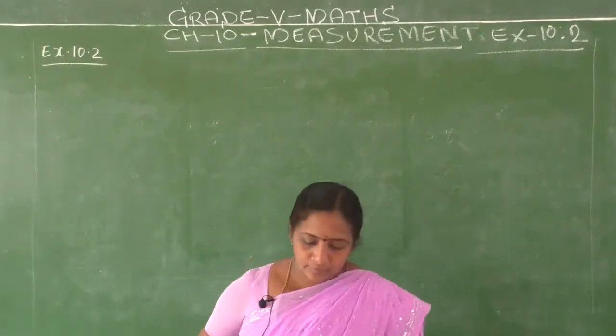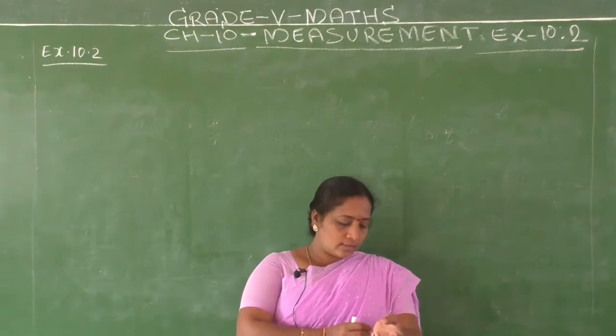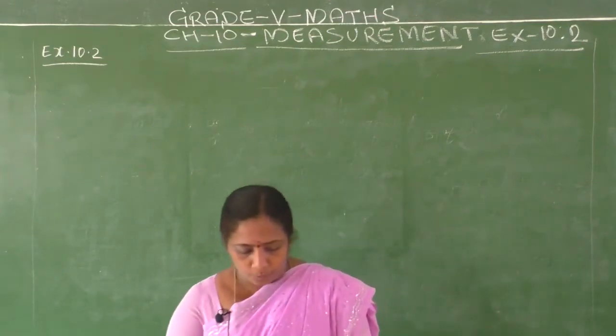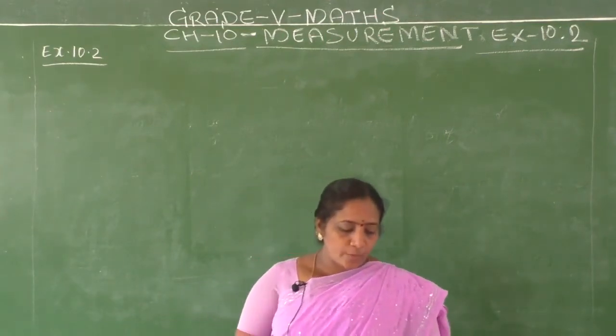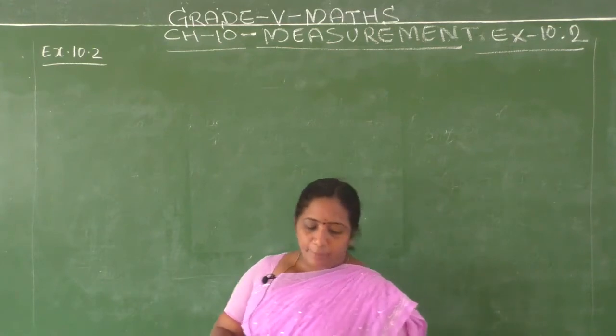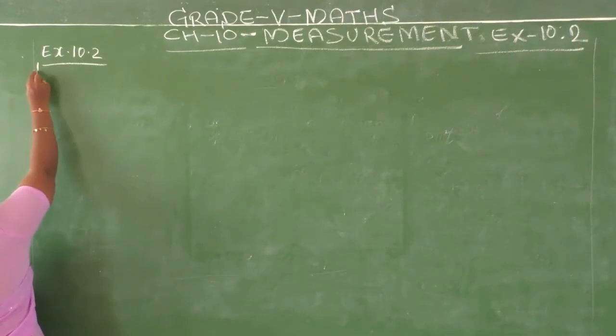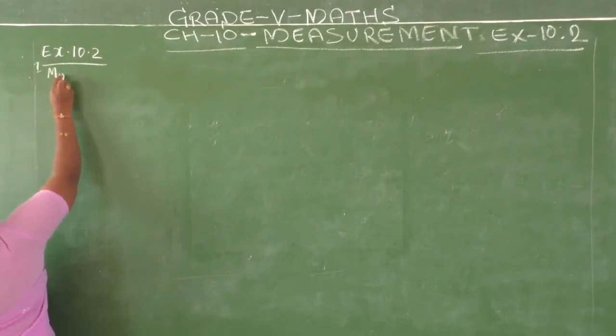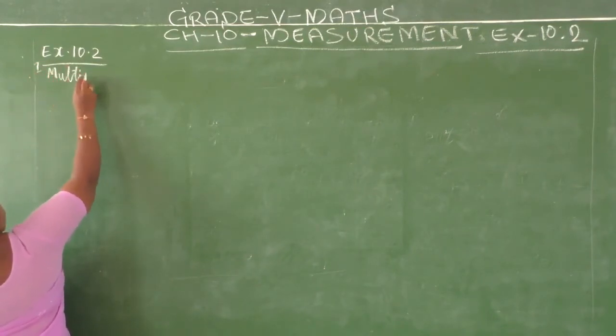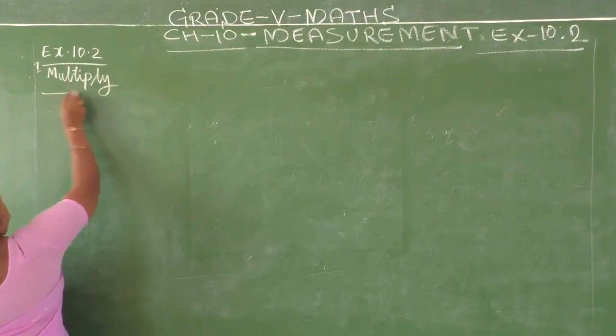Let us see exercise 10.2. See, in the first Roman numeral they gave multiply.